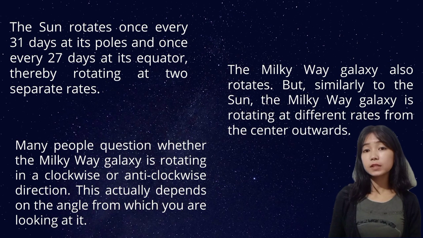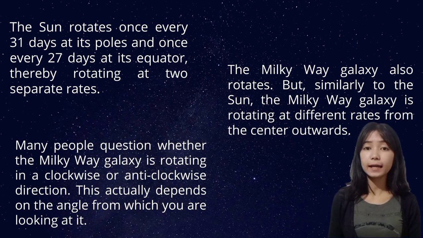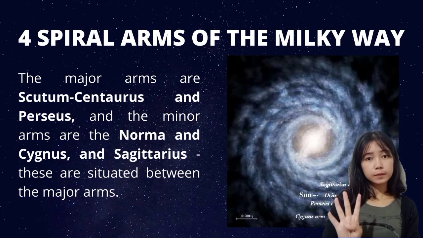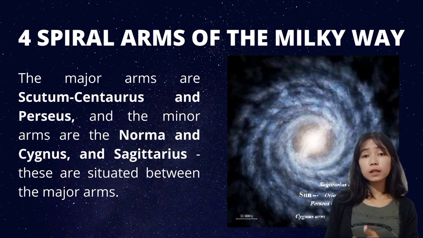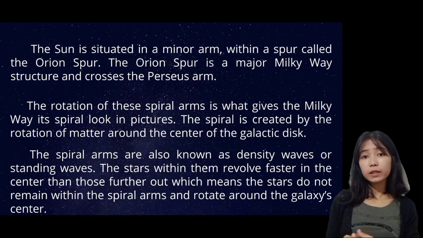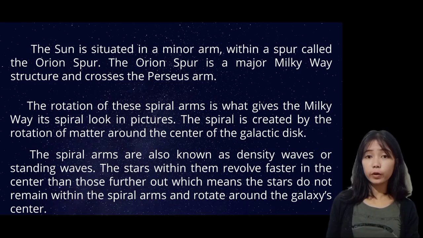This actually depends on the angle from which you are looking at it. In addition, the Milky Way has four spiral arms. The major arms are Scutum-Centaurus and Perseus, and the minor arms are the Norma and Cygnus and Sagittarius. These are situated between the major arms. The Sun is situated in a minor arm within a spur called the Orion Spur.